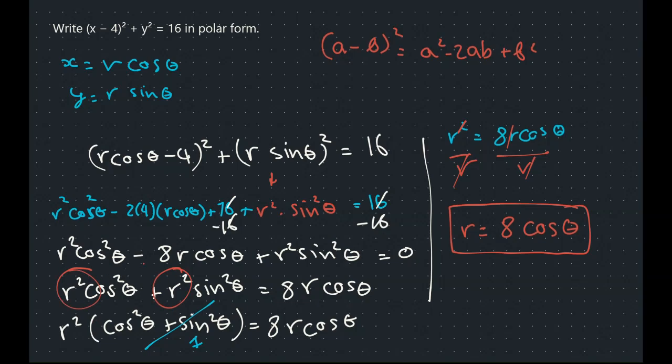I factored them out to have it here. And then I had cosine squared theta plus sine squared theta, and this is of course equal to 1. I moved it here, and I have an easy equation that gives me the final result.